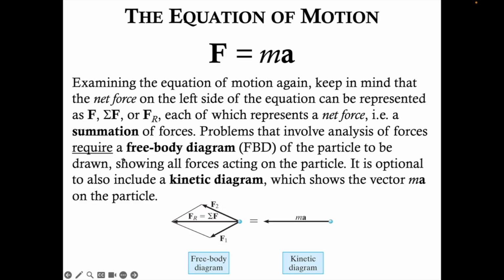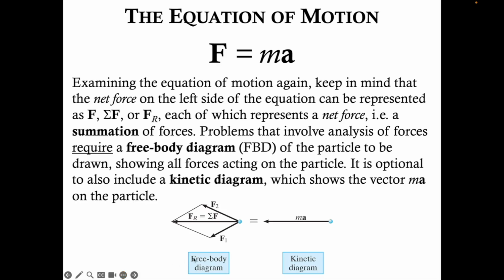So free body diagrams, as you know, are a crucial part of any engineering mechanics class. We really study them in depth in statics, and we're going to draw quite a few of them again for this class, especially in this chapter, chapter 13. The FBD, as you know, shows all the forces acting on the particle, but does not show anything else outside of just that particle and the forces acting on it.